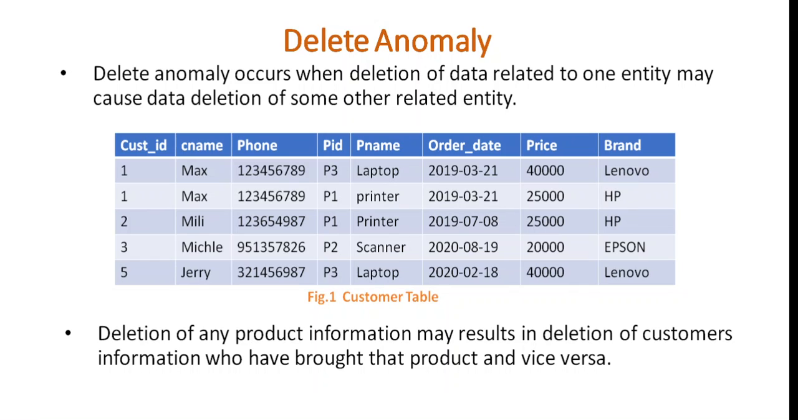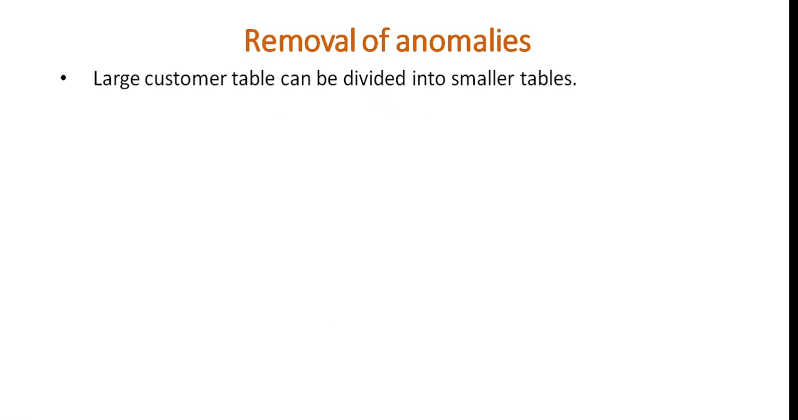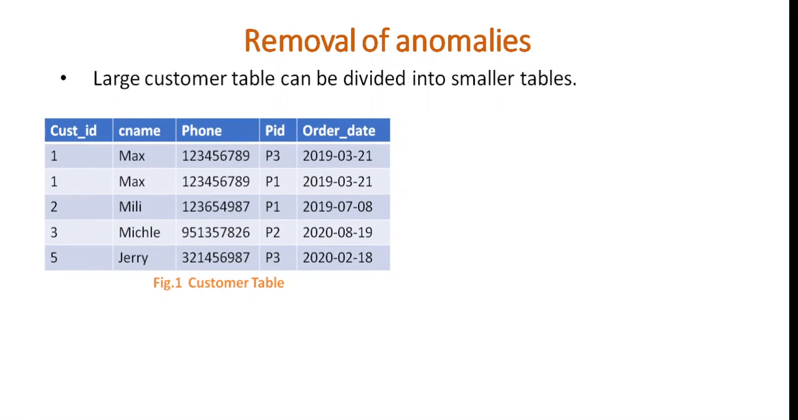Okay, so what is the solution for this problem? How can we remove these anomalies? We can remove these anomalies by dividing a larger table into smaller tables, and then we can relate those smaller tables together by some common attribute. This is the customer table that we already have.